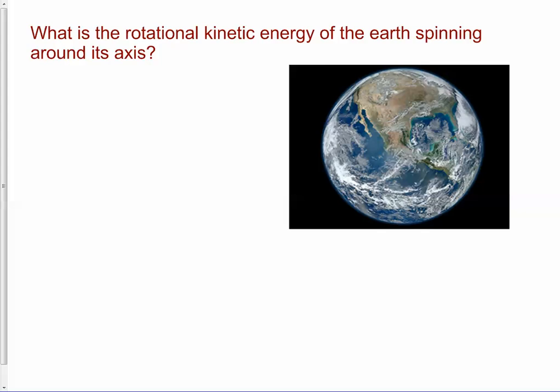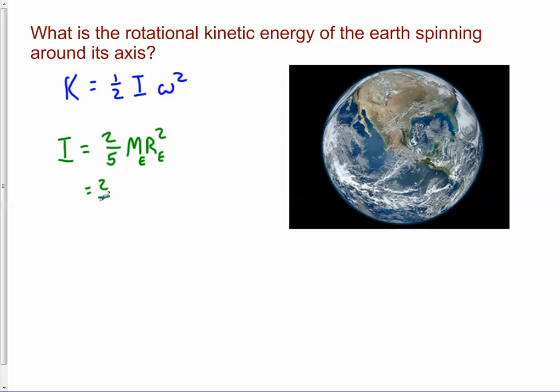Again, we get to use our formula, K equals 1/2 I omega squared. Now we need I and we need omega. So I is, well, we have a sphere, a solid sphere in fact, and the moment of inertia for a solid sphere is 2/5 mr squared. M here is the mass of the Earth, and r here is the radius of the Earth. The Earth's not a perfect sphere, but we're going to assume it is. It's going to be close enough.